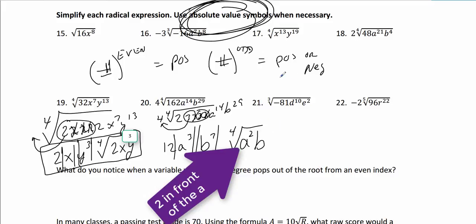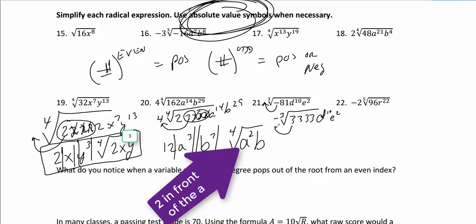If it tells me, sometimes it'll say, assume all variables are positive. That just means you don't need absolute value bars. Okay, number 21. Remember, negative can be popped out front. So I get negative 3rd root of what? 81 is 3, 3, 3, 3 times 3 times 3, 27 times 3 more. D to the 10, and then E to the 2.